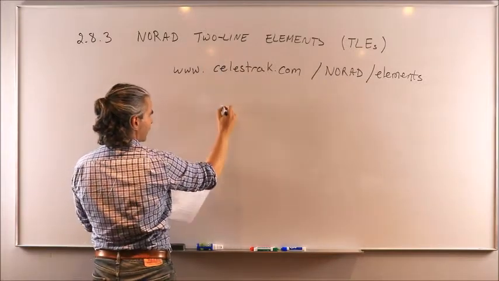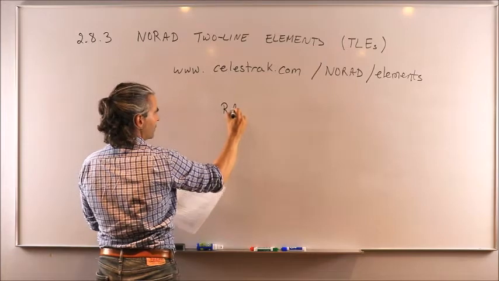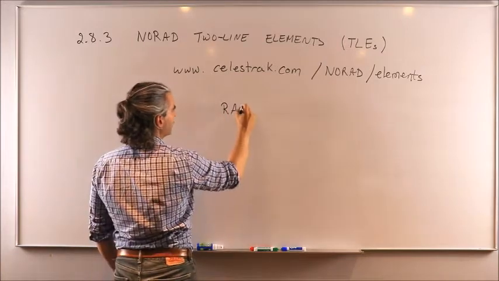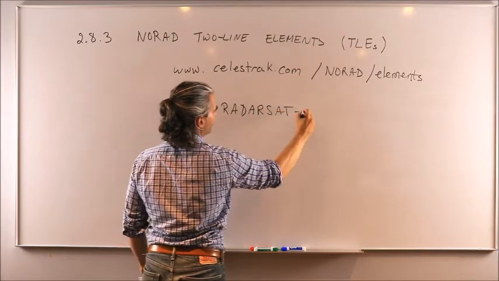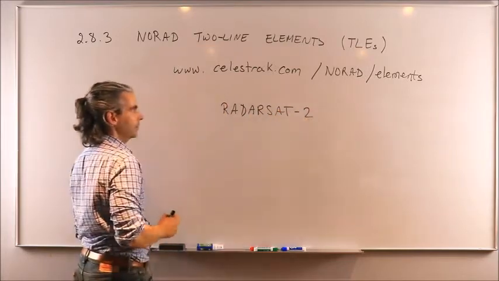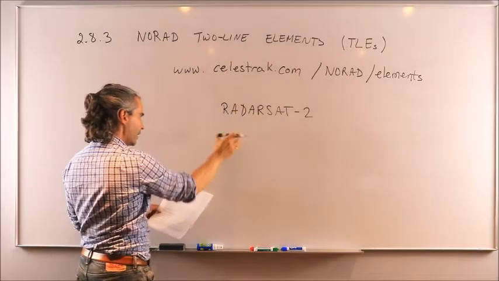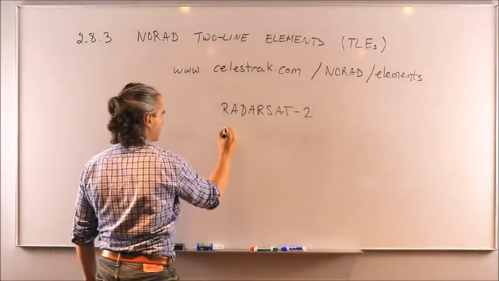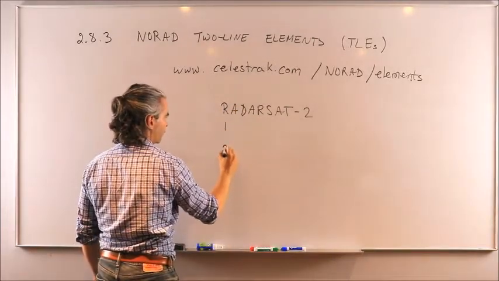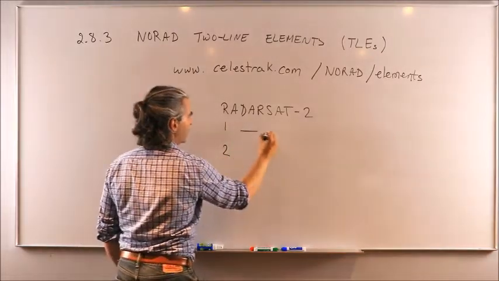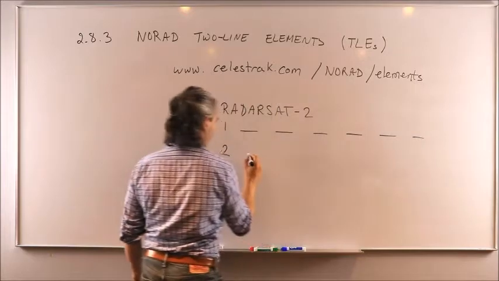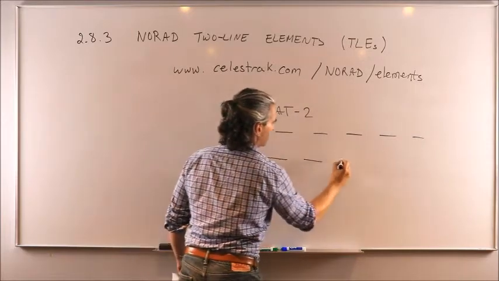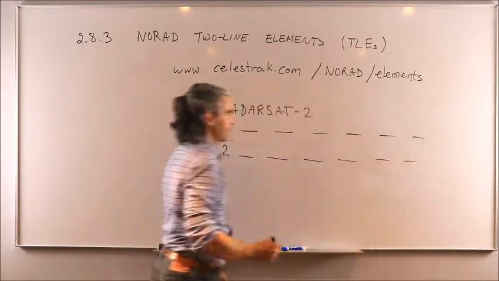So if you look at, say, RadarSat, which is a Canadian remote sensing satellite, we're going to go to the RadarSat-2 entry in the big list. And right underneath, you're going to see two lines with their number. Number 1, number 2. And you're going to see a bunch of data along line 1 and a bunch of other numbers in line number 2, like that.